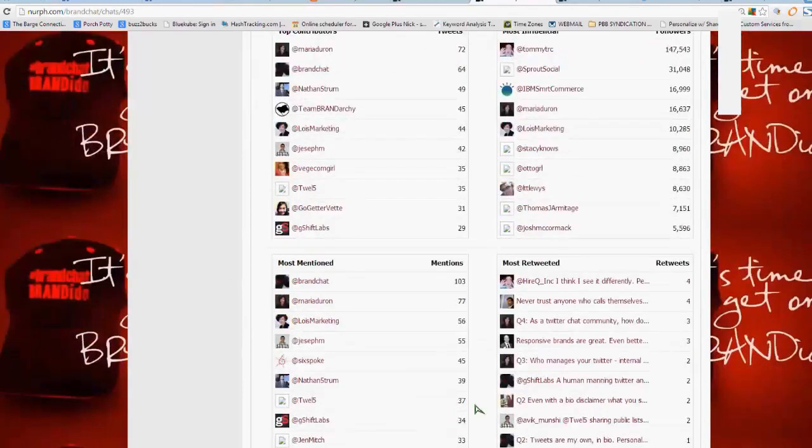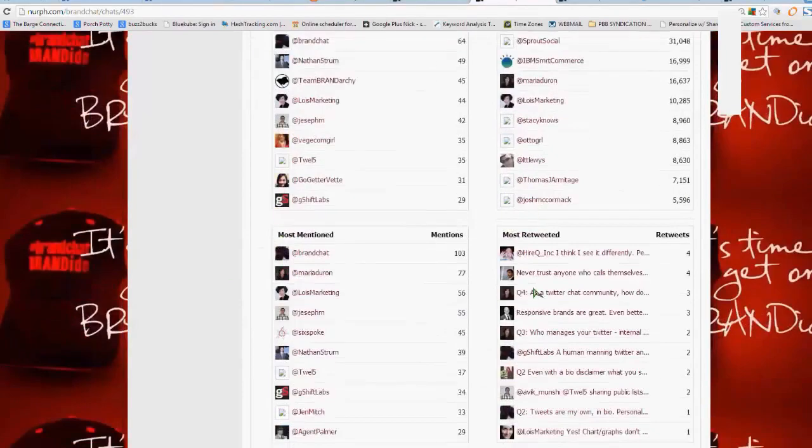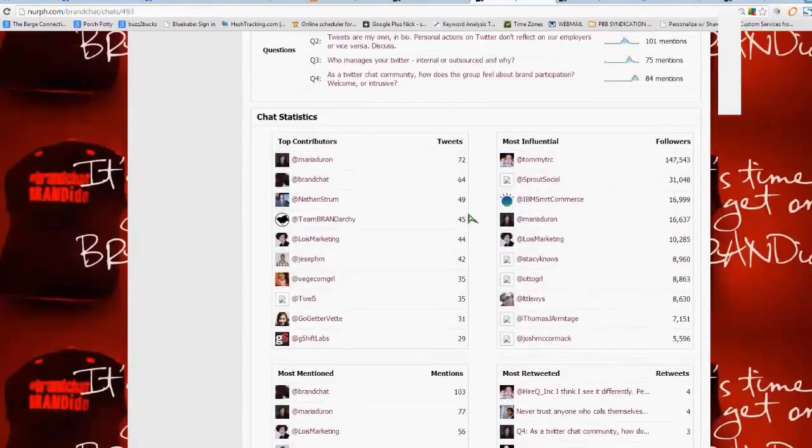You can also see who was the most mentioned in the chat, who was the most retweeted, and who are the most influential. So you can see, for example, Sprout Social participates, and they have 31,000 followers, and IBM Smart Commerce. You can get some idea of who the participants are and some of the reach of those participants too.